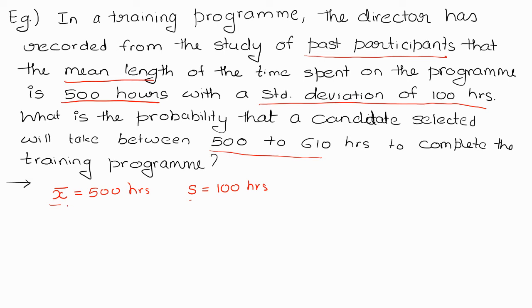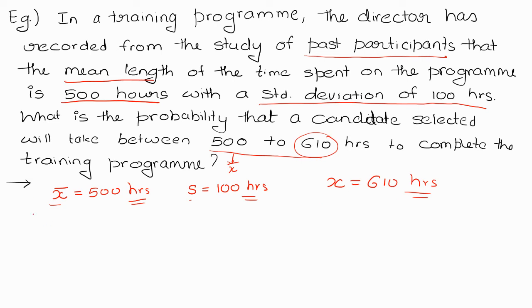Okay, so now x bar is equal to 500, s is equal to 100 hours, and now what I need to calculate is the probability that it will take a candidate 500 to 610. This 500 is my x bar, and this 610 will be my x value. So x is equal to 610 hours. Now all the data is in hours, the units are the same, so there is no need for conversions. If any of this data was in minutes or days, we would need to convert it. Okay, now this issue is solved here.